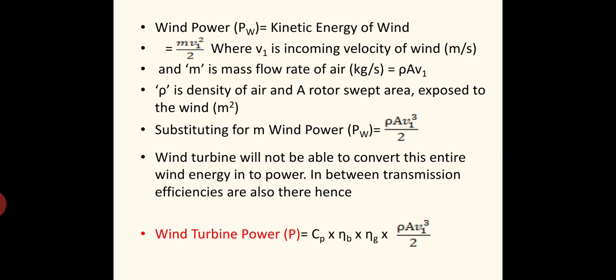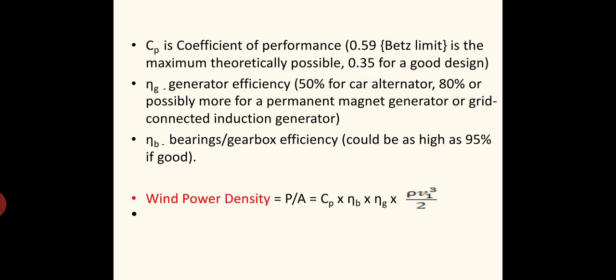eta G is the generator efficiency, and Cp is the important term, that is what is known as the coefficient of performance. Usually its value is 0.59, the maximum theoretically possible value is 0.59, and usually 0.35 for a good design. That is the value of the Cp coefficient of performance; we will discuss it in the upcoming slide. What is Cp we will discuss.